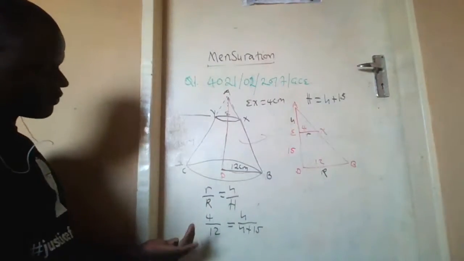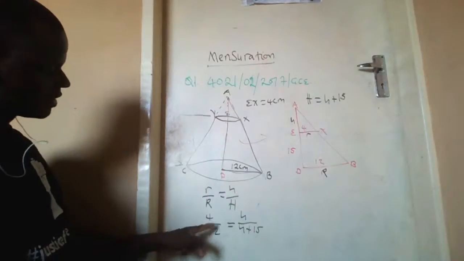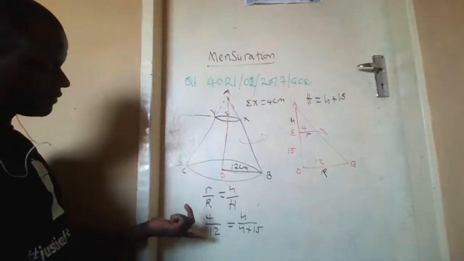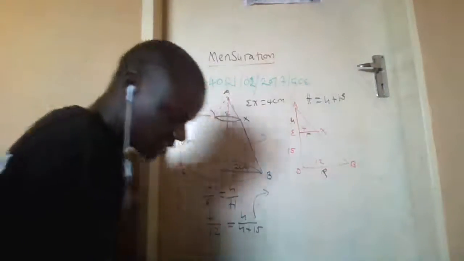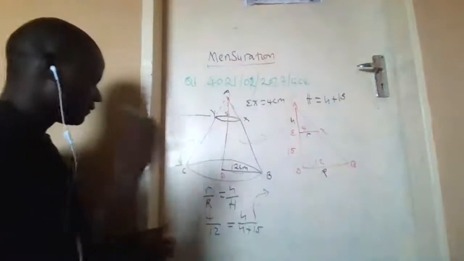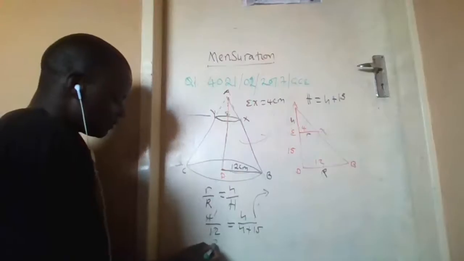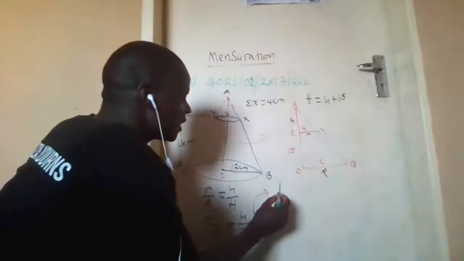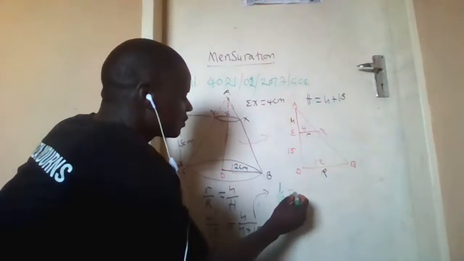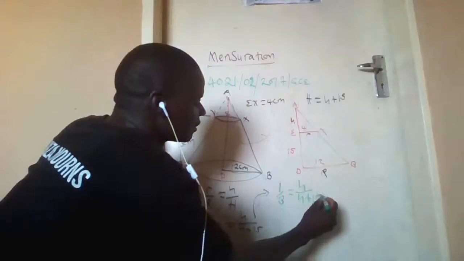Then from here, if you want, you can even reduce it. You see that 4 can go into 4 once, and 4 into 12 is 3. If you do that, you're going to say 4 into 4 is 1, 4 into 12 is 3. And once that happens, you're going to have 1 over 3 equal to h over h plus 15.